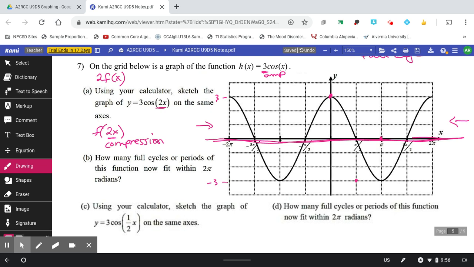Okay, and then you keep on going. 1, 2. Actually, you're not on the x-axis.